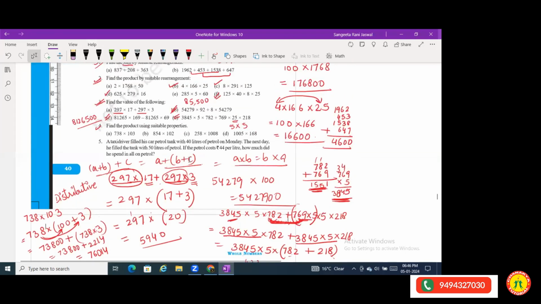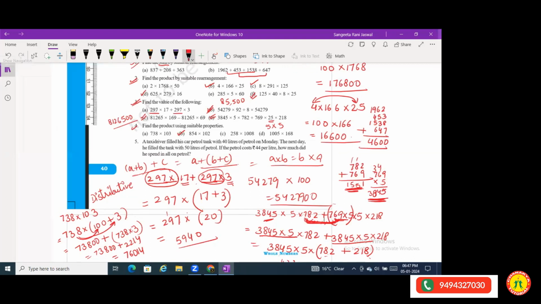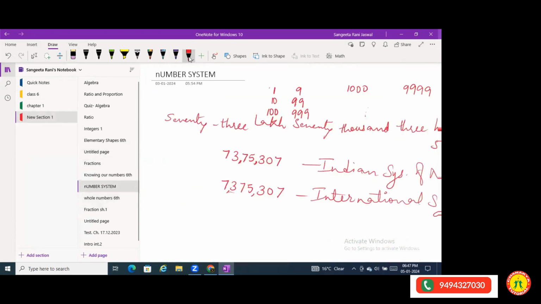Now you try the second one: 854 multiplied by 102. Please try this in your notebooks. Ma'am, I got the answer, 87,108. Okay, very nice. I'll try here. The page is full.